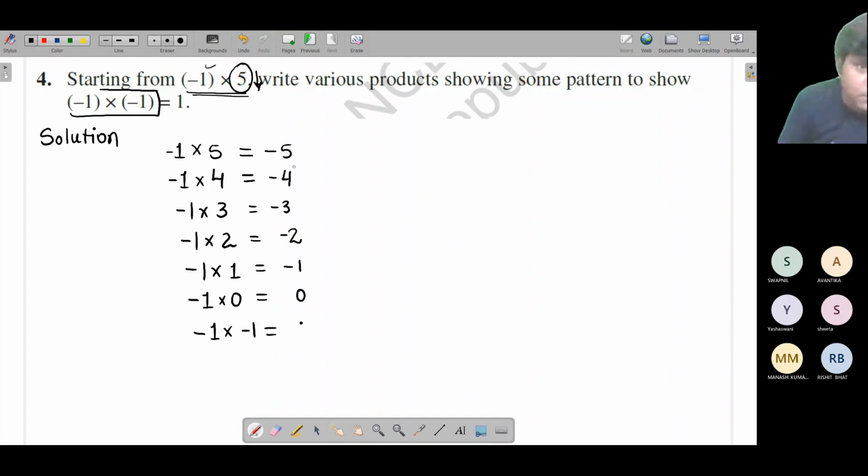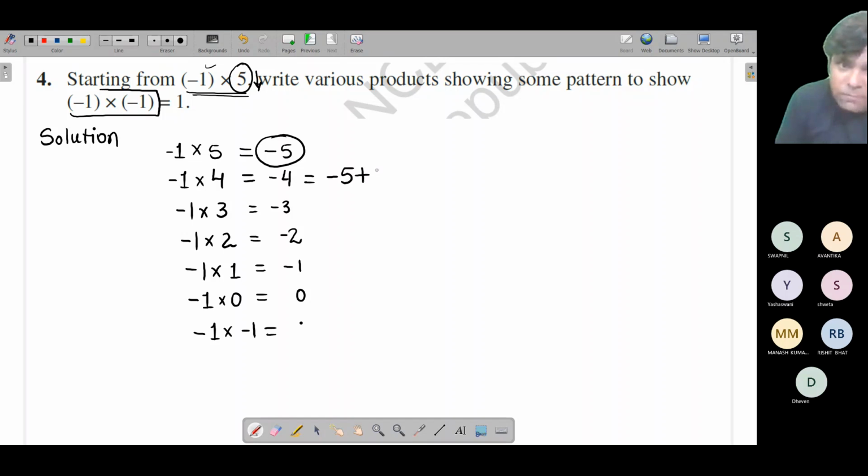Because negative signs are there. But we cannot give that excuse. Okay, so see, the first number is minus of 5. The second is minus of 4, which is written as minus of 5 plus 1. Correct? The next one, minus 3, you can write as minus of 5 plus 2. Can you write like this?